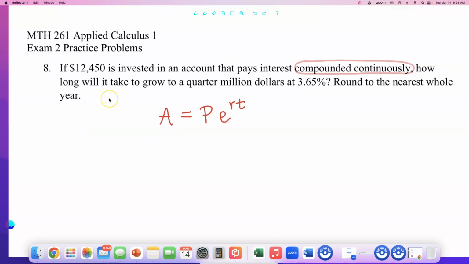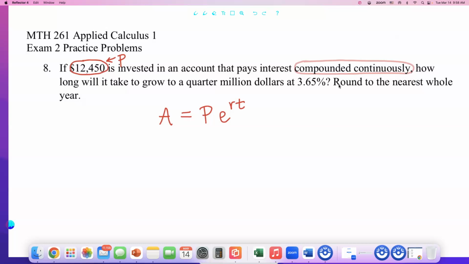So they gave us the principal, how much is being invested first. So that's our P. Let's see what else they give us. How long will it take to grow to $250,000 at 3.65%? Round to the nearest whole year. So they're not asking for how much money I will have in the future. They're asking how long I have to wait to have $250,000.